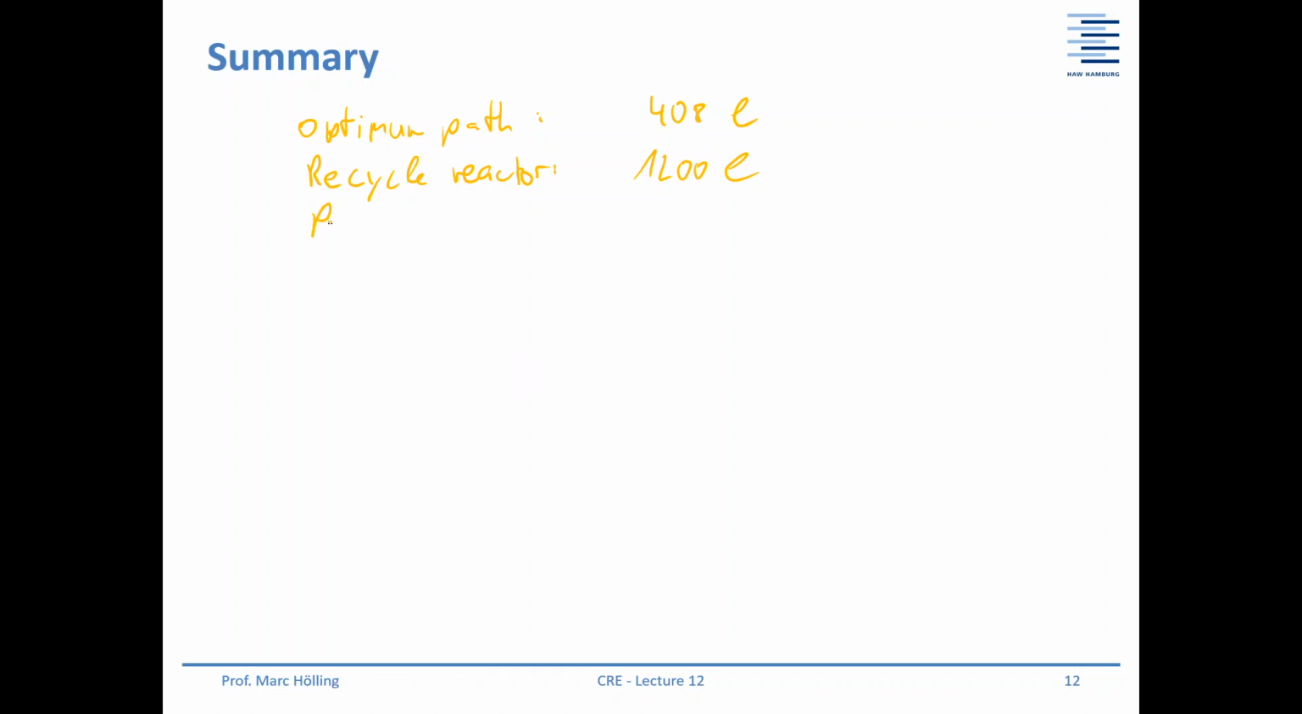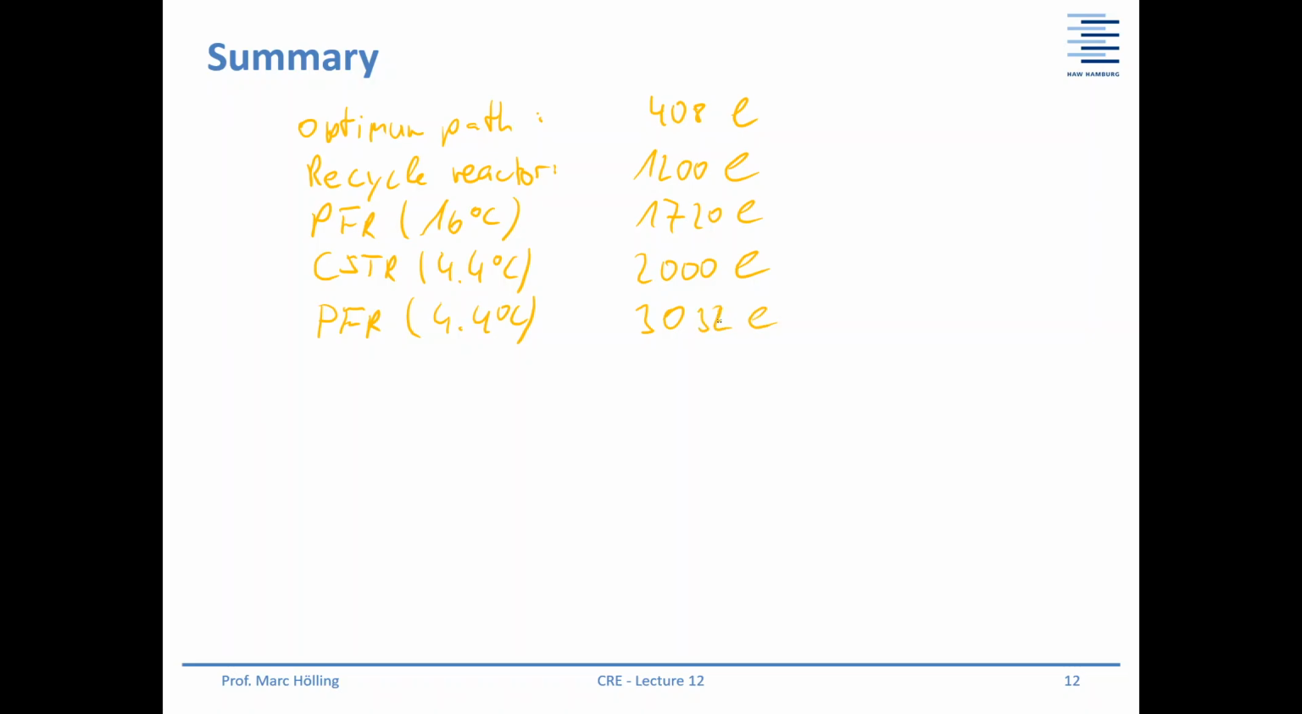Then we could go for the plug flow reactor with a good inlet temperature. So if we choose 16 degrees Celsius, then we need a volume of 1,720. Let's take the values from Mr. Levenspiel. And if we take the continuously stirred tank reactor with 4.4 degrees Celsius, then we have a volume of 2,000 liters. And the last one was the plug flow reactor with 4.4 degrees Celsius. There we had a volume of 3,032 liters.